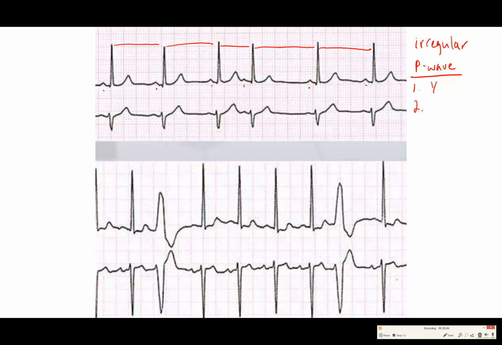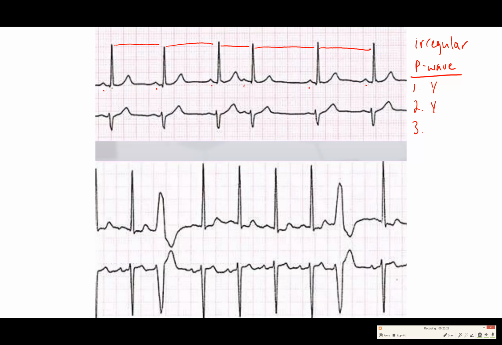Do they look the same? In general, yeah. I mean, you're not supposed to get super picky. You're just supposed to kind of eyeball it and say, are they about the same shape and size? They're all kind of small and rounded. So I would say, yeah, they are just about the same shape and size. Okay, is every P wave followed by a QRS?